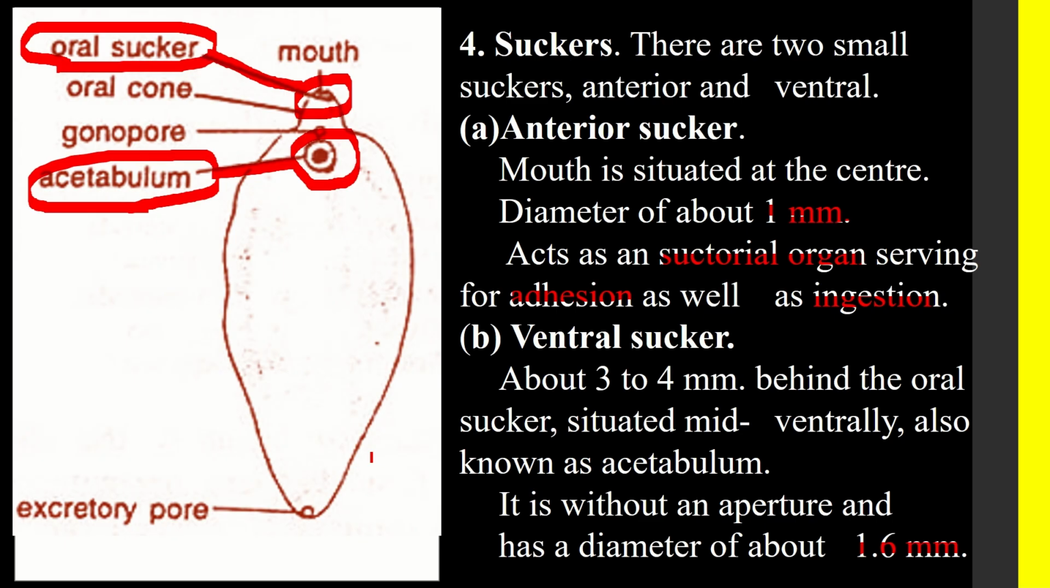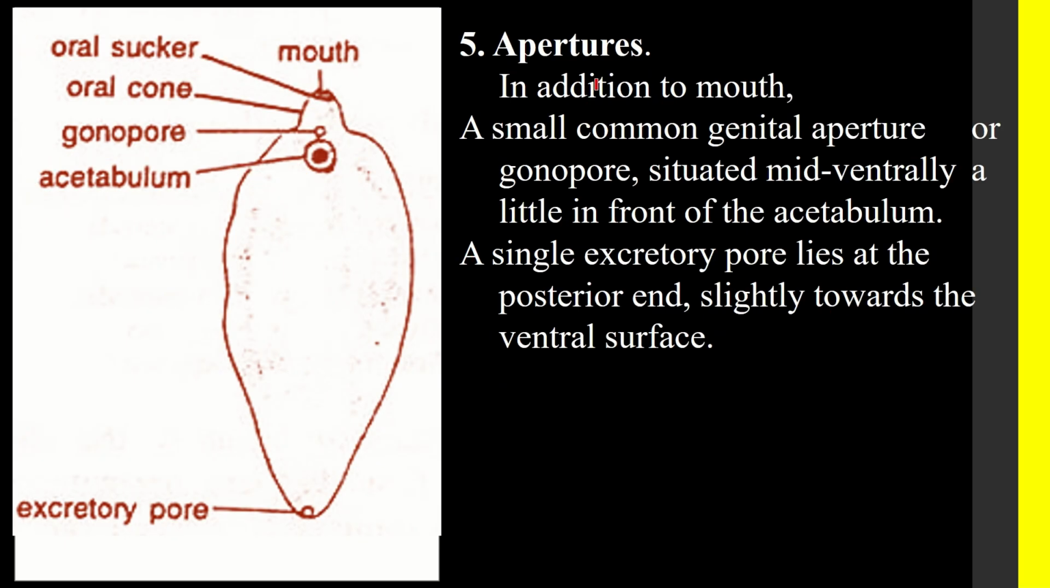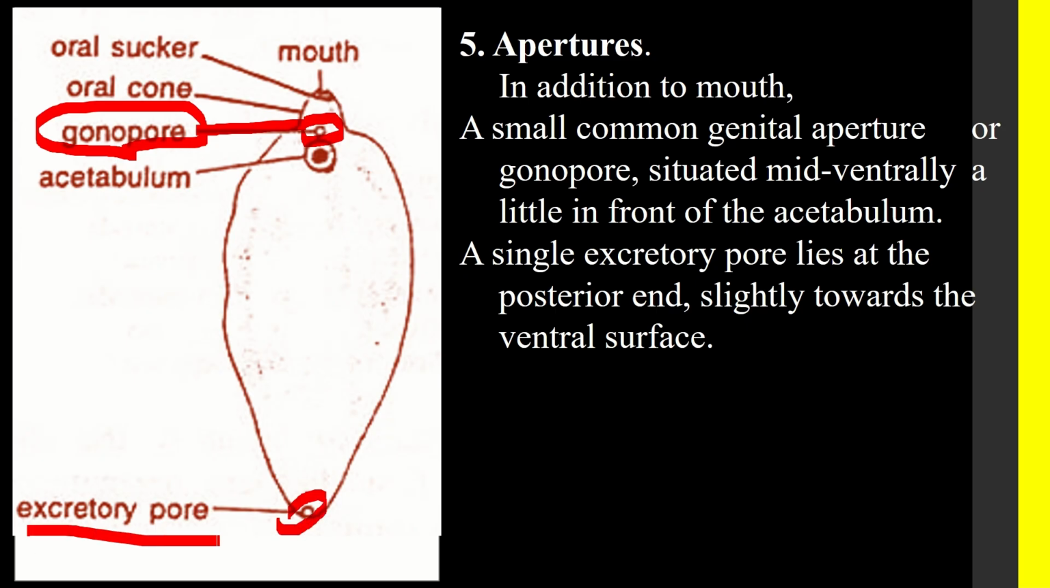Then the body has some apertures. In addition to the mouth, there are two more permanent apertures on the body: a small common genital aperture or gonopore situated mid-ventrally a little in front of the acetabulum. A single excretory pore lies at the posterior end slightly towards the ventral surface.